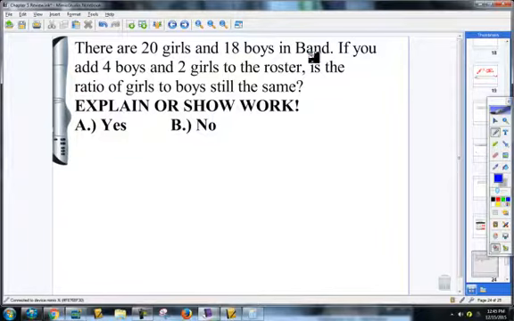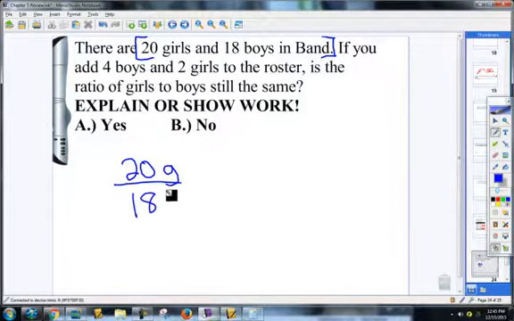Here we have band class. The ratio in the class as we speak right now is 20 girls to 18 boys. 20 what? We did this yesterday. We did do this one? Yeah. Okay, we're doing it again. To 18 boys. It doesn't matter because it's the understanding of it. If we already did it, I'm sorry. But I know we haven't on the video yet.